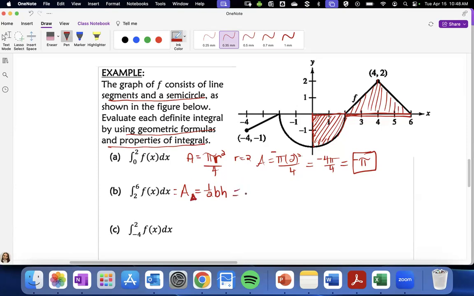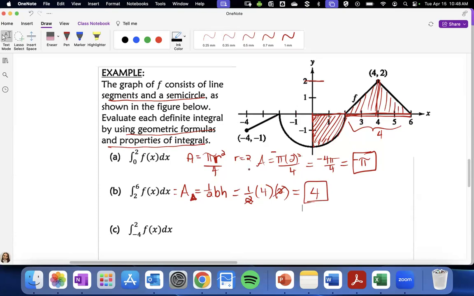Hey, what's my base? The length of this is 1, 2, 3, 4. Sir, why did I write 5? 4. Okay. So 1/2 times 4 times the height, which is 2. Okay. So 1/2, the 2's cancel, you get 4. And check it. It's positive, right? It's above the axis. We're good.